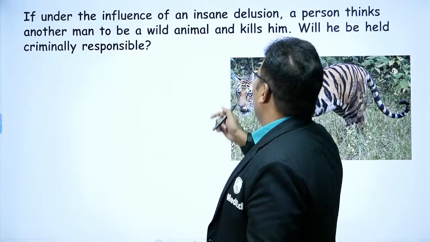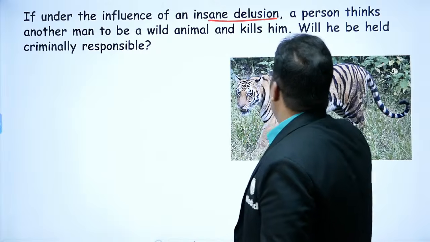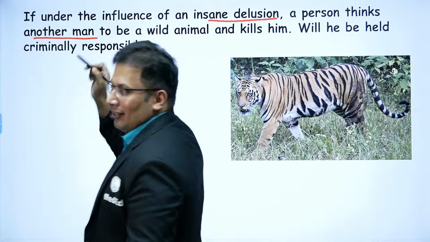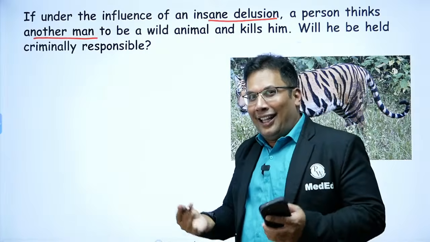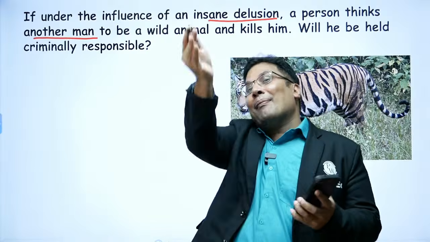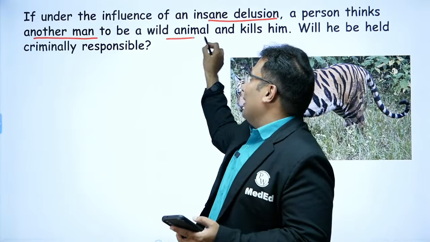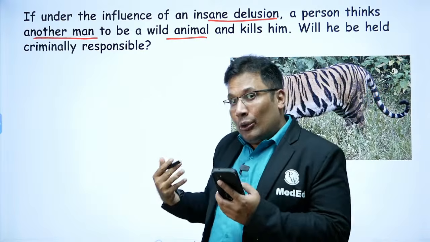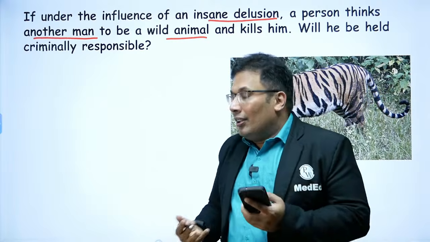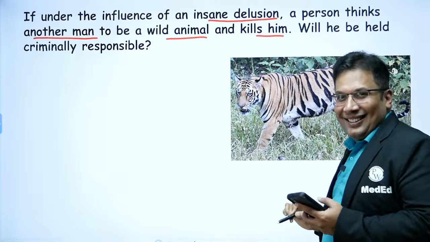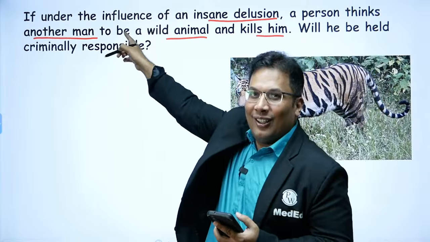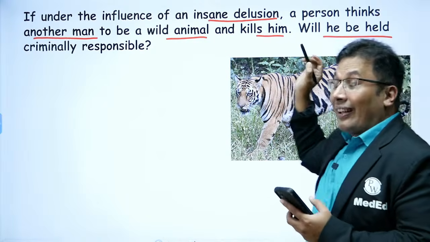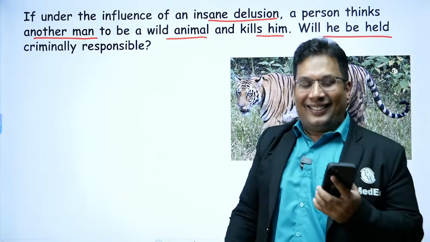If, under the influence of insane delusion, the person thinks another man, like me, Dr. Manjunatha, FMT Guru, to be a wild animal. So his thought process is basically that he thinks I am not a human being, I am like a tiger. And he kills him under the influence of mental illness. My question is, will he be held criminally responsible or not?